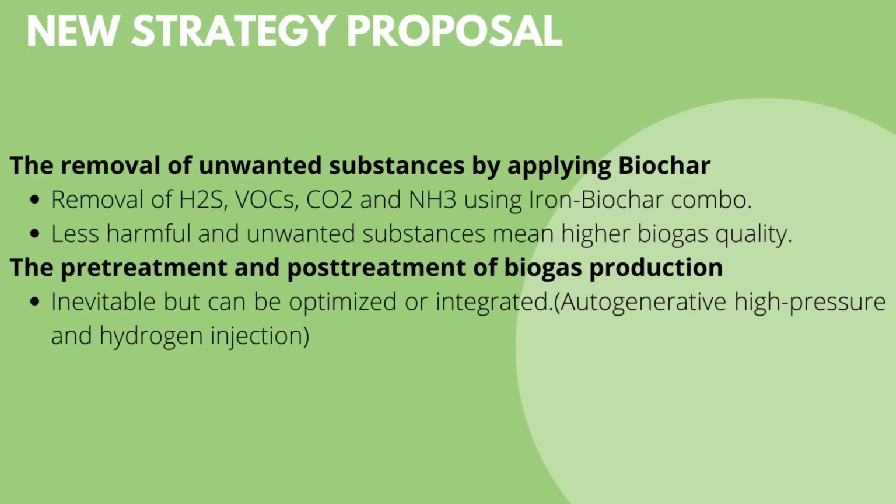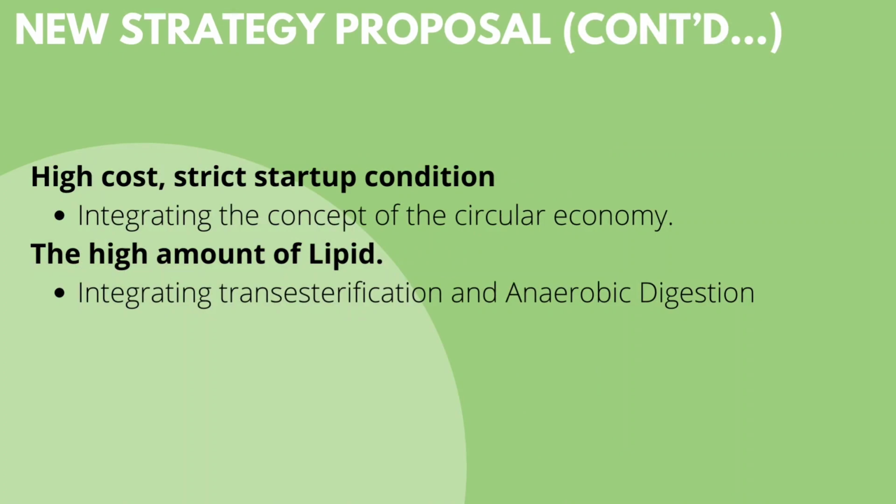For example, we can use a strategy which integrates autogenerative high pressure and hydrogen injection, because using the autogenerative high pressure approach alone will decrease the production yield when pressure reaches a certain point. But with hydrogen injection, the production yield will not decrease at that certain point. High cost, strict startup condition.